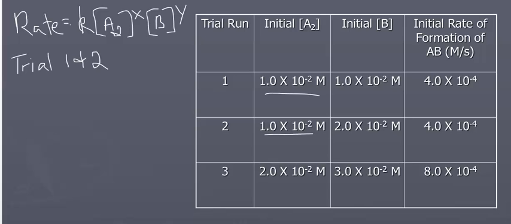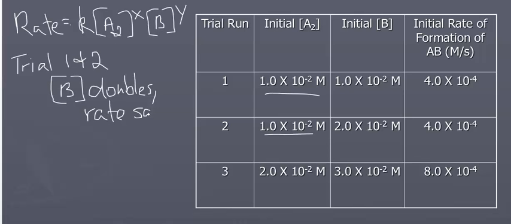And since A2 is held constant, I can determine the order with respect to B. B doubles between trials 1 and 2. I'm going to look at the rate. The rate stays the same. It's 4 times 10 to the negative 4th in both cases. So since B doubles and the rate stays the same, the order with respect to B is 0.